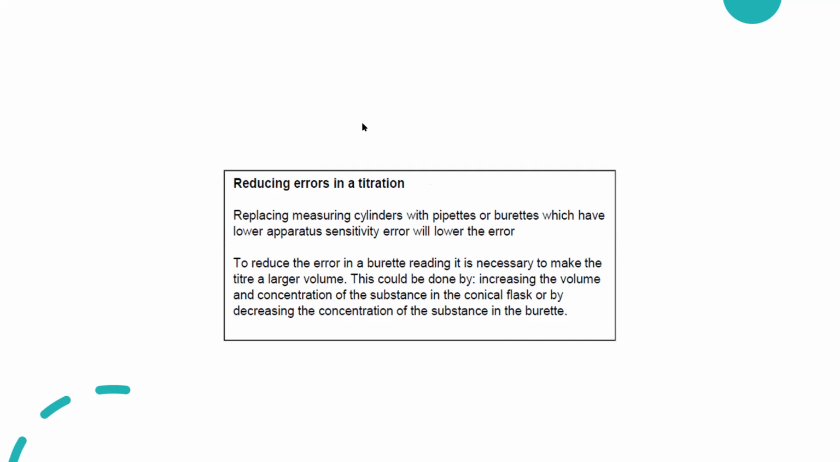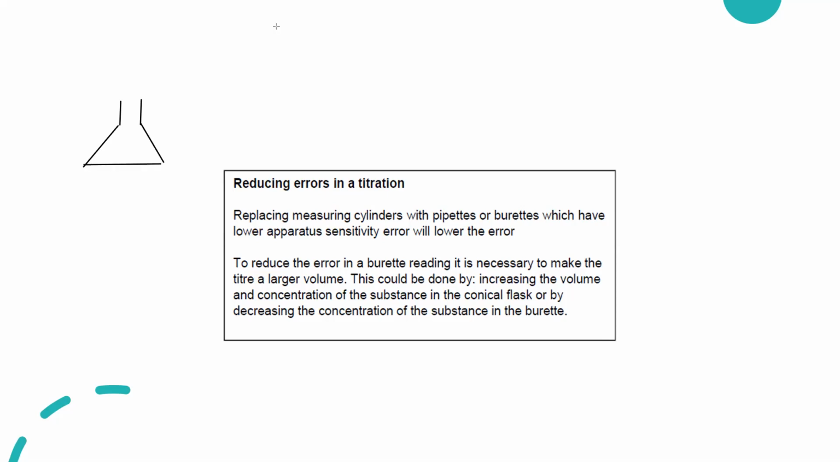So, reducing errors in titration: replace the measuring cylinder with a pipette or burette, and reduce the error in the burette reading. It is necessary to make the titer large. This could be done by increasing the volume or concentration of the substance in the conical flask, like if I use a greater concentration, but it should not be increased too much, otherwise we have to refill the burette.